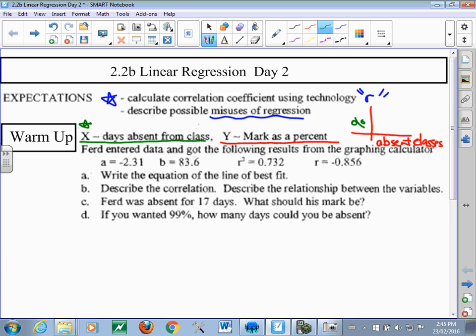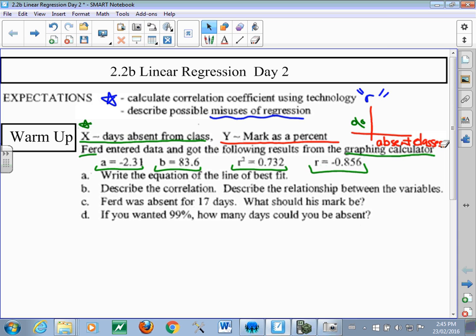Well, here's a student, Fern, and he entered the data that he got maybe from his primary data, from his survey, or from a secondary source, and he inputted the information into his graphing calculator, and he got the following results. So he got A, B, R squared, and R. I apologize if it seems a little bit blurry. I had to blow it up so you could actually see the numbers.